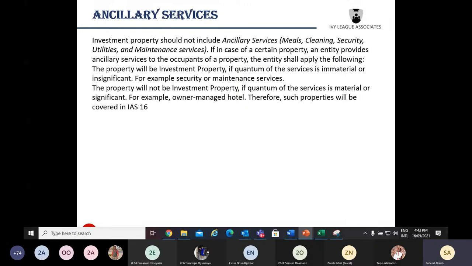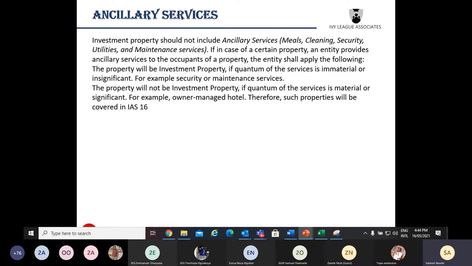Auxiliary services. Please listen to me. I want you to pay attention. I've seen an instance before now whereby I can rent an apartment, maybe somewhere in Lagos, Nigeria, and the tenant will be provided food, security, cleaning, utility, and maintenance service. This standard is saying that you should be very careful. If you rent an apartment, and whoever owns that particular space provides food, cleaning, security, utility, maintenance services, all these things I've mentioned, we call them auxiliary services.